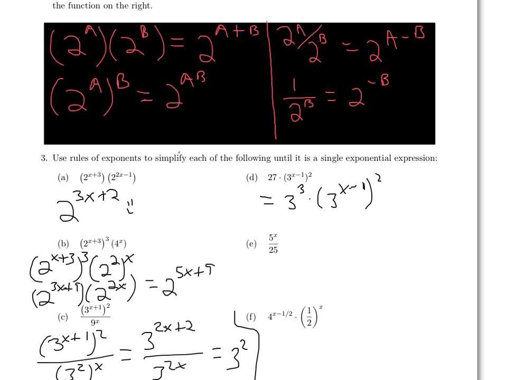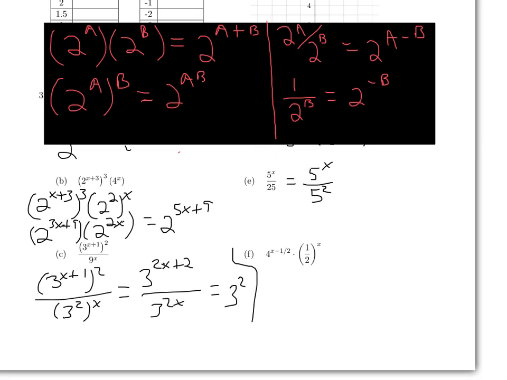And then we can use a combination of our rules to simplify it. 25 is 5 squared, and so this expression, 5 to the x over 25, is the same thing as 5 to the x over 5 squared, and so you can see that it looks exactly like one of these problems now. And then the f, of course, is the trickiest one because there's a lot of stuff going on there.